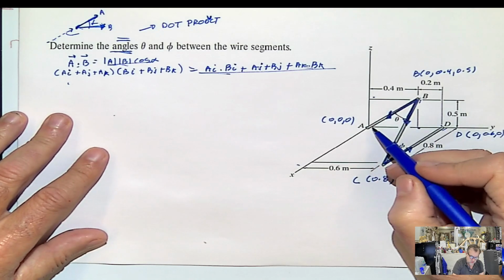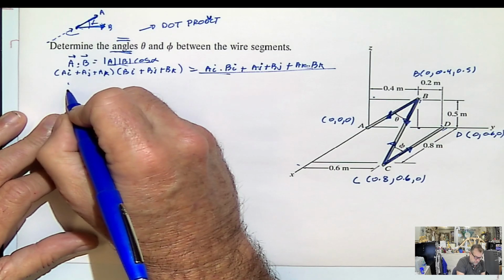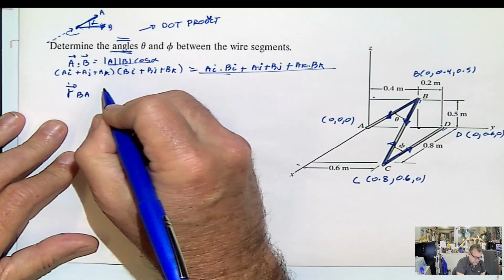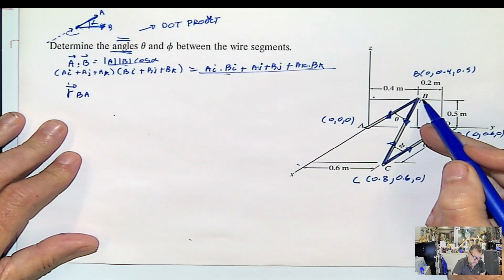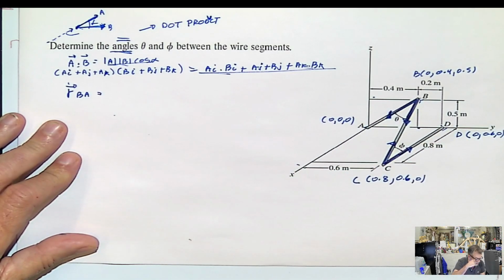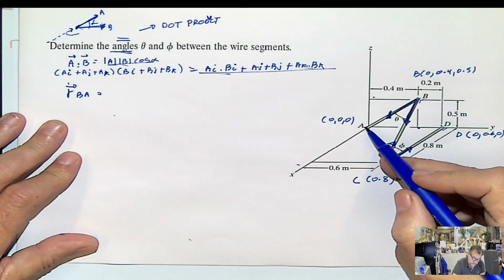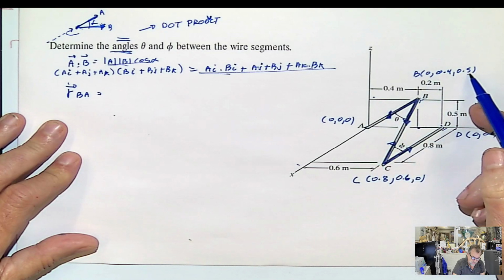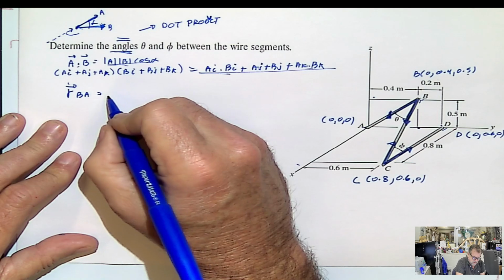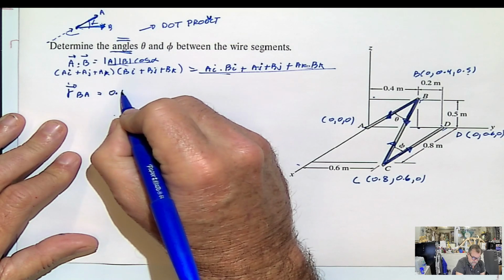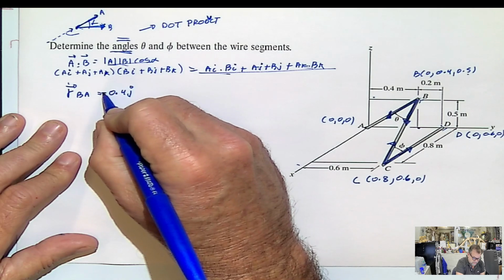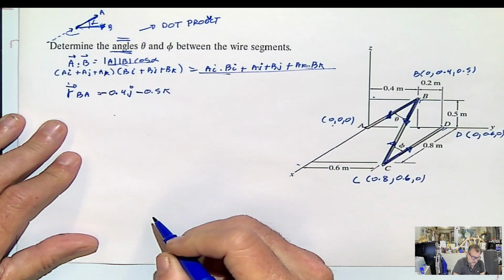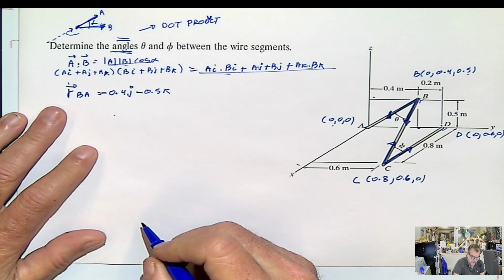So let's find the position vector BA, meaning coordinates of A minus coordinates of B. Coordinates of A: 0, 0, 0. Coordinates of B: 0, 0.4, 0.5. So this is going to be 0 in I, negative 0.4 in J, because it's 0 minus that, and minus 0.5 in K. That will be the position vector BA.